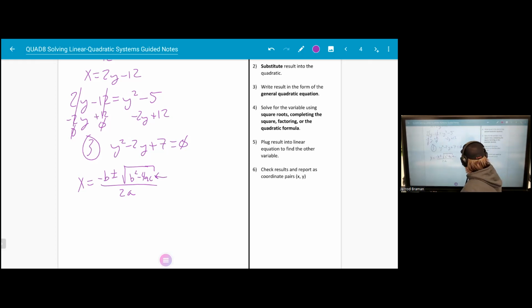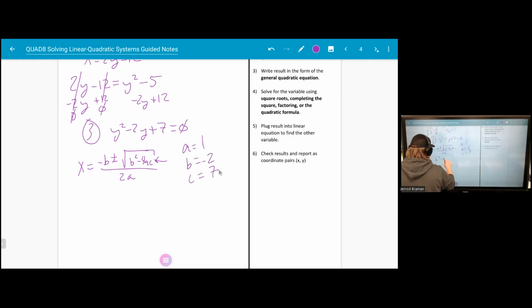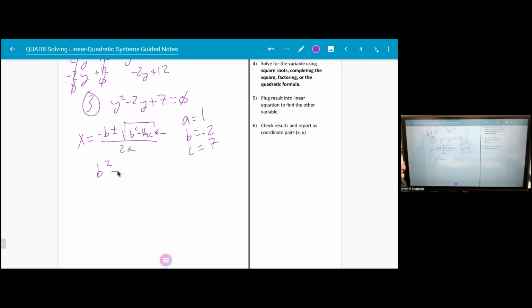This b squared minus 4ac will tell us if we have any real solutions. Well, in this case, a is 1, b is -2, and c is 7. So let's go ahead and just do b squared minus 4ac. If this value comes out positive, we've got 2 real solutions. If it comes out to be 0, we have 1 real solution. And if it comes out negative, we have no real solutions. So let's go ahead. b squared, -2 squared is 4, minus 4 times 1 times 7. Again, I like to do b squared, then 4ac, and then subtract them. So I've got 4 minus 28 is -24.